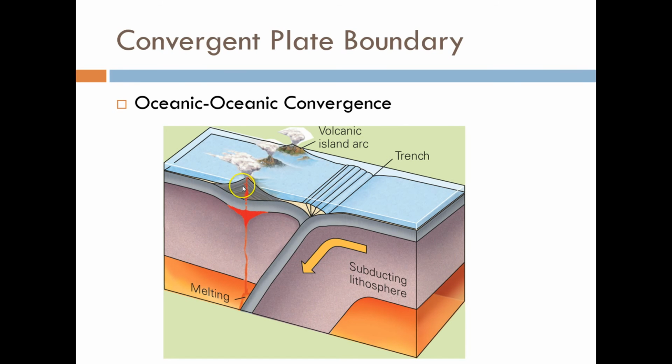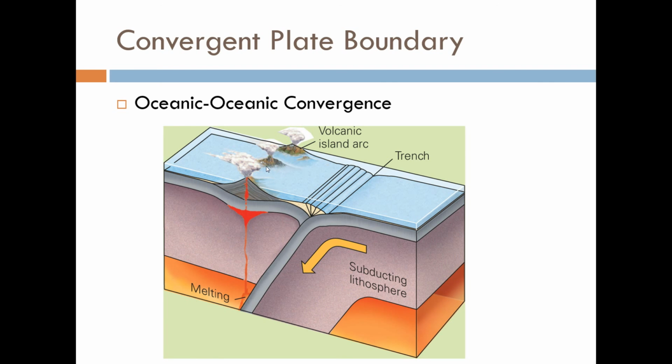Now, in this case, what you're going to have is a chain of volcanoes in the ocean. So you have a volcanic island chain. It's called a volcanic island arc. The key to this is all of those volcanoes are currently active, or at least potentially active. And this is going to be really different from another type of island chain we're going to look at in a sec.